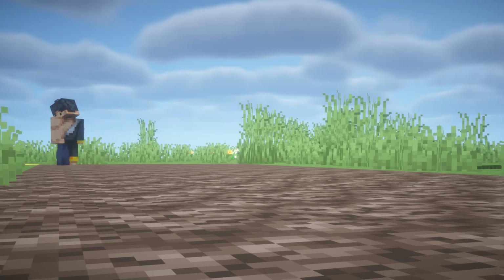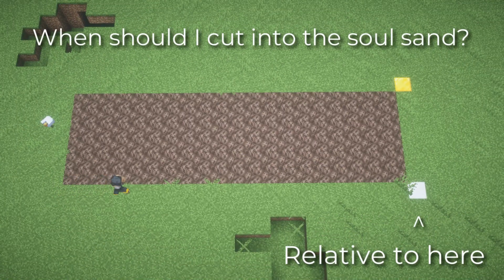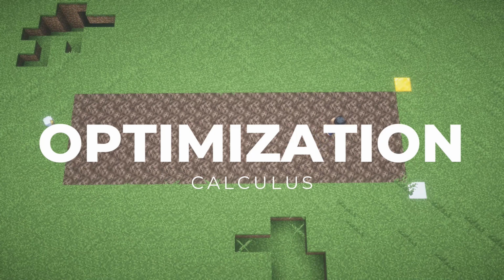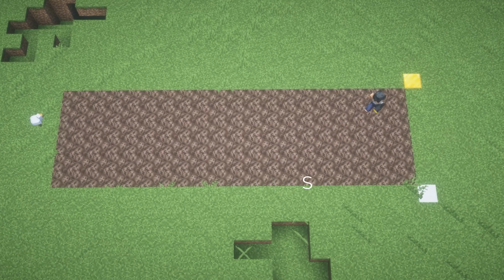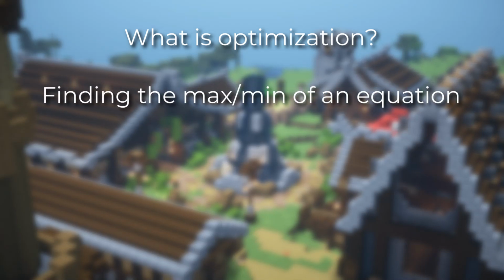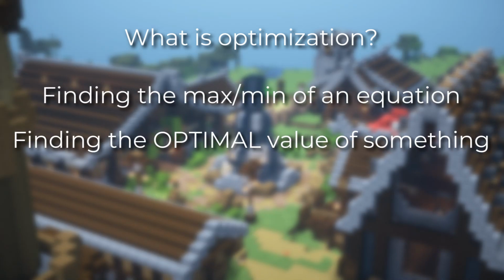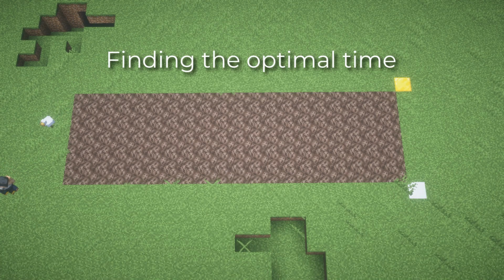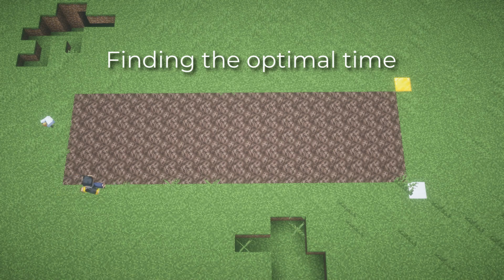So the question is, when should I cut into the soul sand relative to this point to ensure the shortest time? This is one of the most common problems under the infamous optimization unit in calculus, and is what I'm here to help with today. So first, what is optimization? It's the process of finding the maximum or minimum value of a function. Basically, you're finding the optimal value for a result of some kind. Whether it be maximizing volume for the least surface area, or like the question I just showed you, finding the optimal time for some sort of operation, this is what optimization is about.